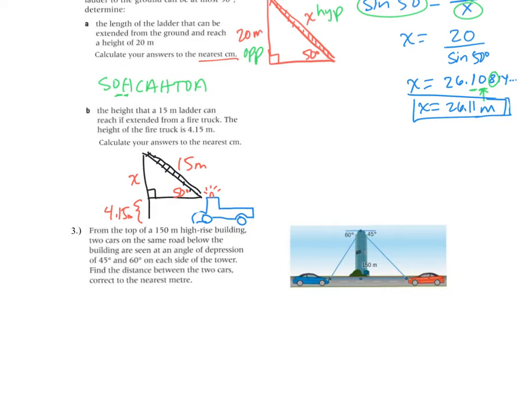So with respect to that 50-degree angle, we're working with the opposite side and the hypotenuse again, so that's going to be sine. So we're going to say the sine of my 50-degree angle is opposite over hypotenuse, so that's going to be x over 15, okay? So that means x is equal to whatever the sine of a 50-degree angle is times 15, okay? So that's what x is. Then we need to add that to 4.15.